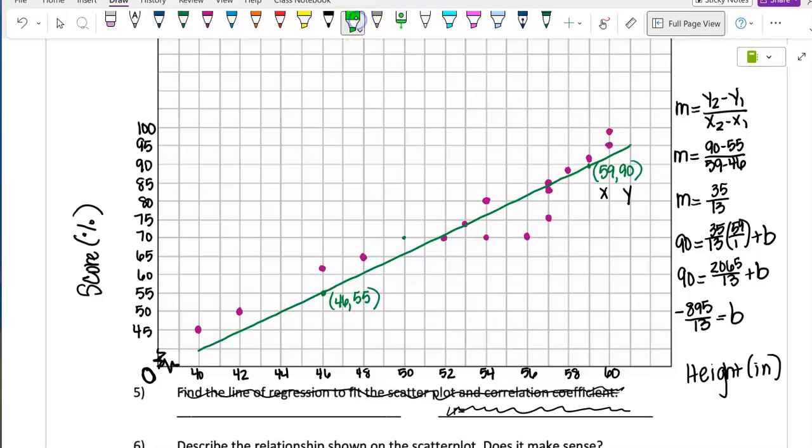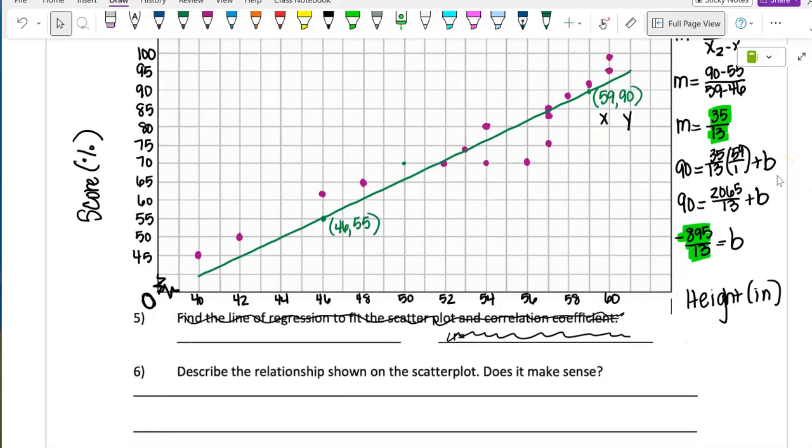Now again, just because the numbers aren't pretty, it goes to show that every line does not have a 3x plus 2 equation to it. So we found our slope up here. We found our y-intercept. And to write that equation, we're taking those two pieces of information and putting them into our slope-intercept form. So y equals 35 over 13x minus 895 over 13.